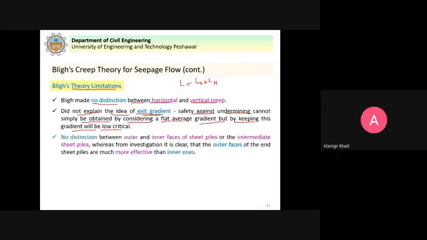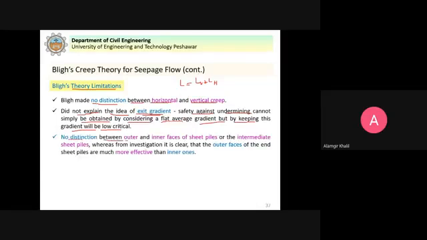Why is exit gradient important? Because you see the piping starts at the exit point and then progresses upstream. So that is actually the important point, and we need to calculate the critical exit gradient and then compare it with the exit gradient to determine whether it is safe or not. Safety against undermining cannot be simply obtained by considering a flat average gradient, but by keeping this gradient well below the critical value. So this is a limitation.